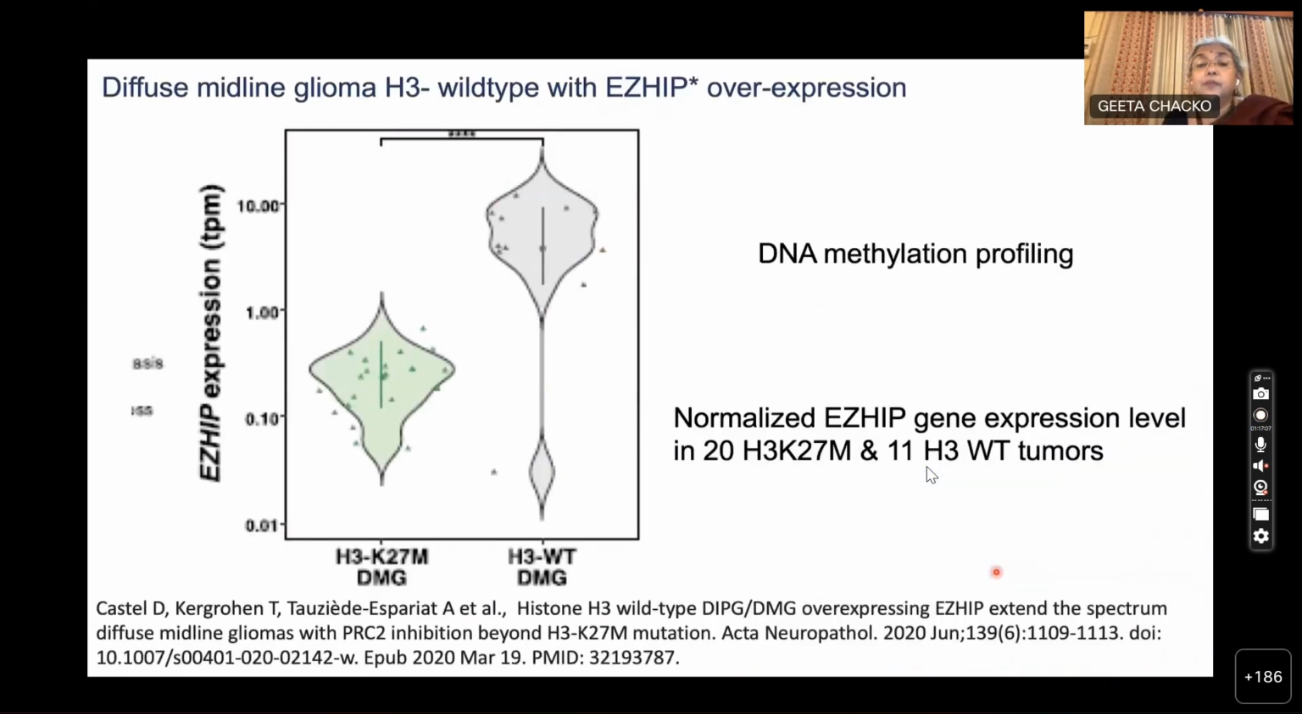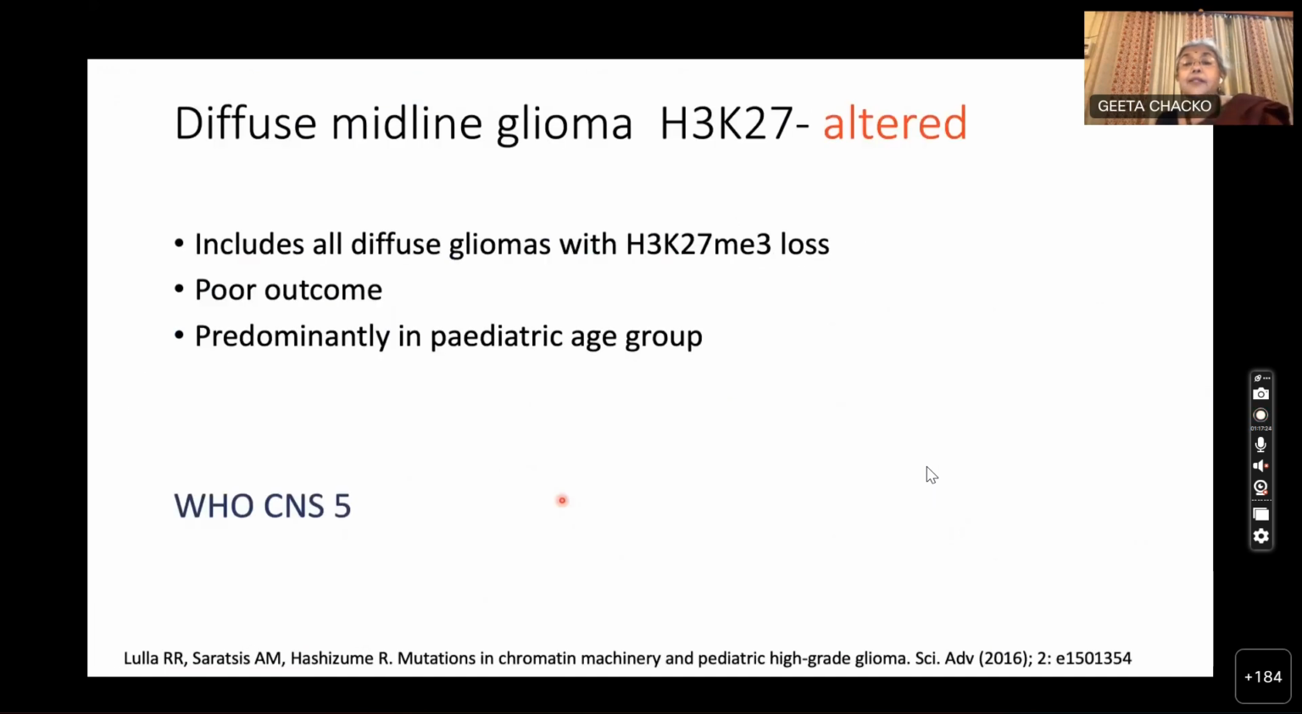So what was found was when we studied midline gliomas, there was a certain percentage that were K27 mutant, but there were also those that were wild type. And when they did methylation profiling, they found that these were those that had EZIP overexpression, and therefore they got included in the same group. Now, all those which have this trimethylation loss are grade 4 tumors. They have a poor outcome.